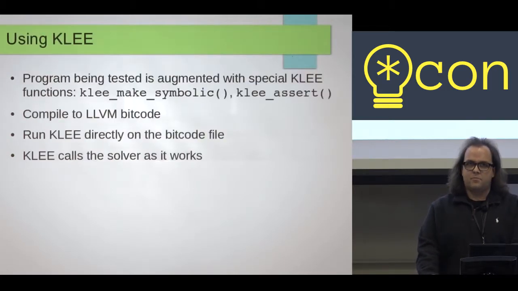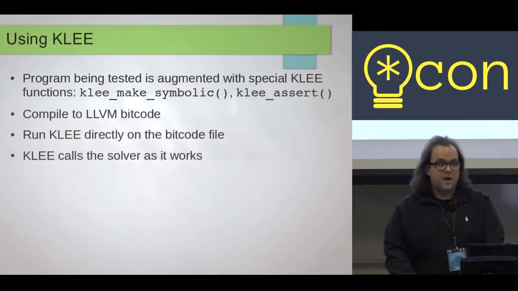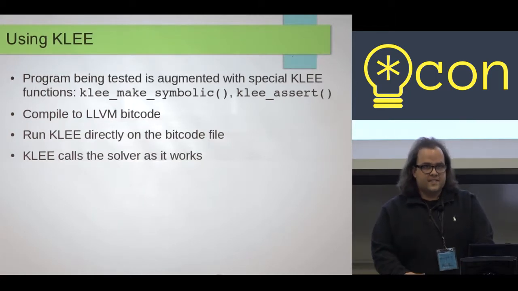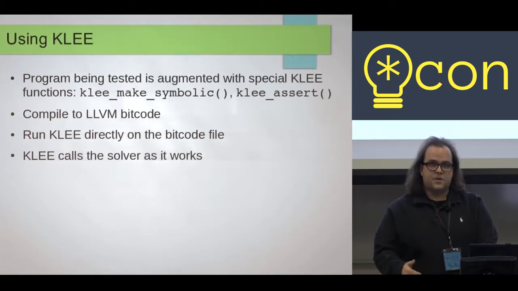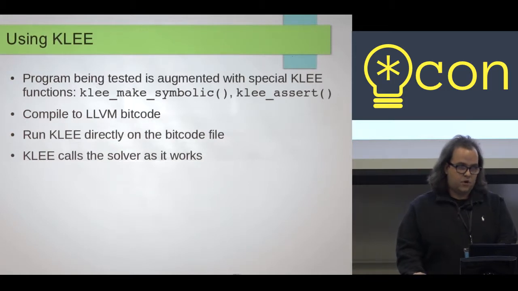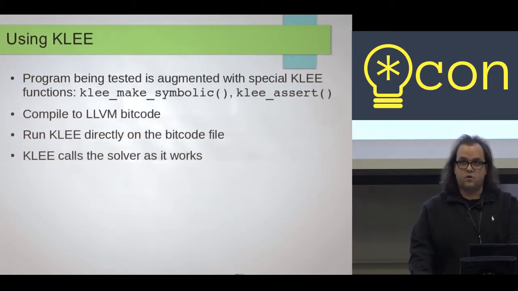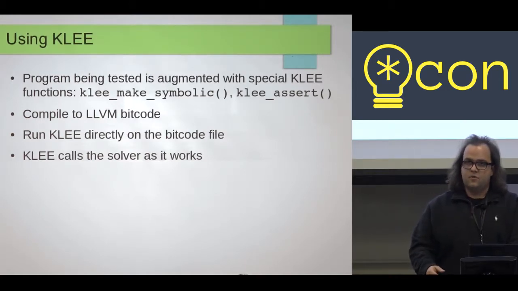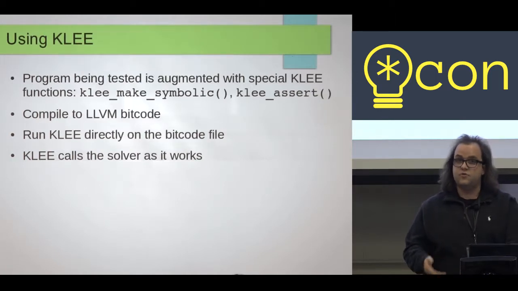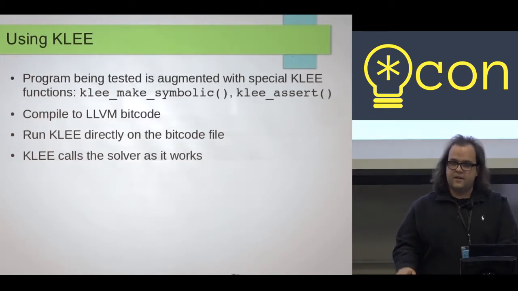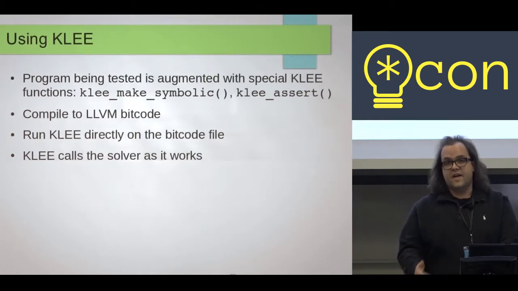KLEE is a bit complicated, so this is a high-level introduction, and I would recommend checking out the documentation, but just to give you a taste. The idea is that when you want to test some code, you augment it with these special functions. In this case, we have a function called klee_make_symbolic, and there's another function called klee_assert. KLEE will actually link your program with a special library where it knows how to use these functions and turn them into symbolic constants and be able to do this evaluation. So essentially, you're telling KLEE where to get involved in the program.